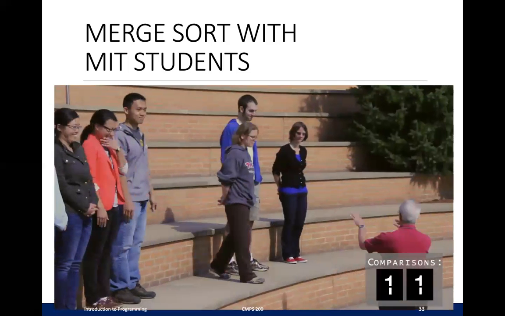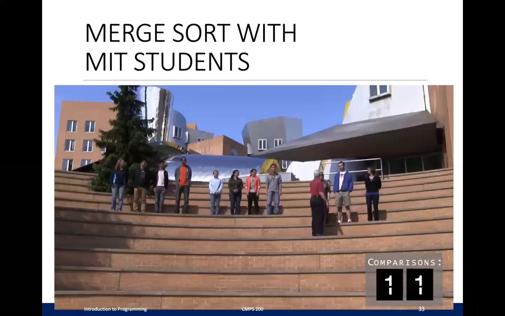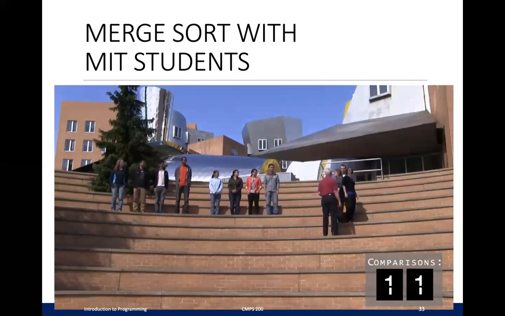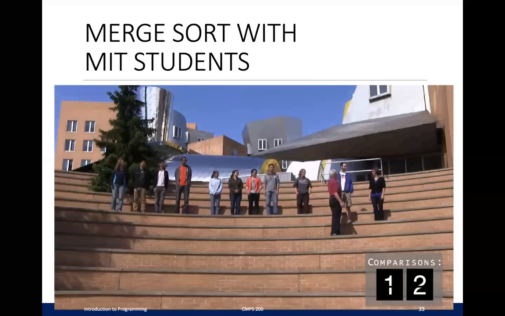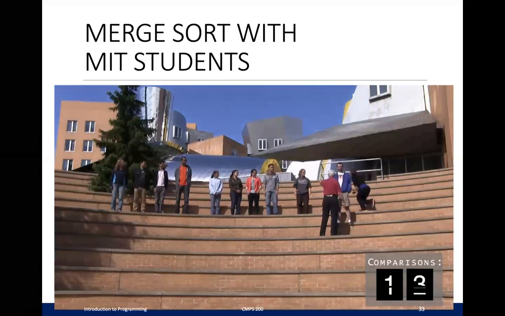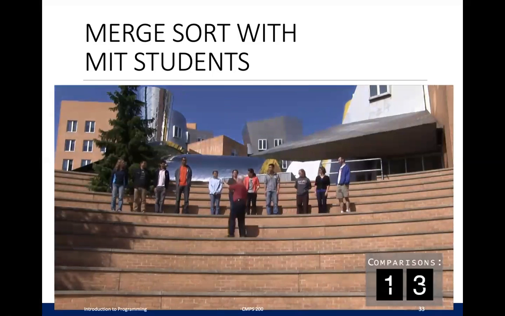Now we'll have these two groups come forward. We'll compare the shortest person in this group to the shortest person in that group. I actually need you guys to get back to back here. You are the winner. And it's pretty clear that the shortest person in this group is shorter than the shortest person in that group. So you go there and you step back. And now we repeat the same process.